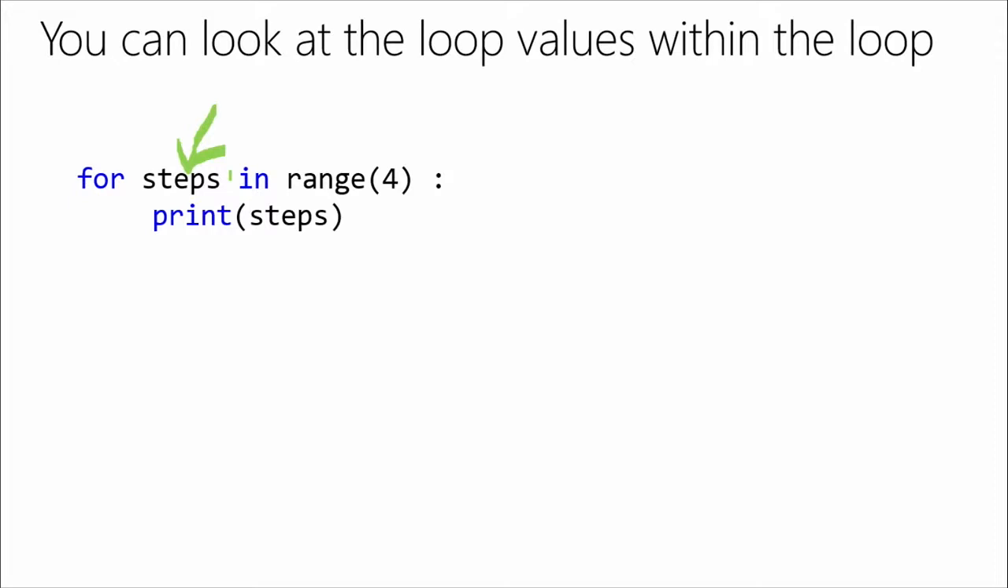The fact is, that is a variable, and it will actually have a value every time the code executes. The first time you go through the loop, it will have a value of 0. The second time, it will have a value of 1. The third time, it'll have a value of 2. The last time, it'll have a value of 3. The way this works is when steps reaches the value here, it exits the loop.